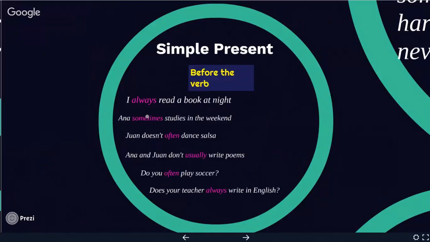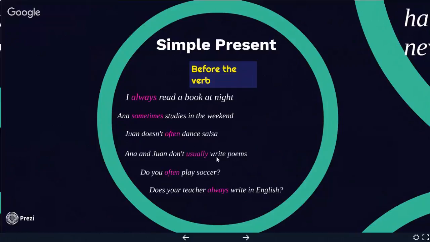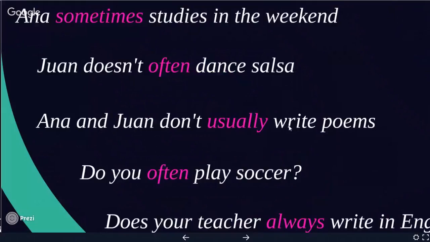You don't often dance salsa. Often is a frequency adverb, dance is the verb, often is before the verb. Anna and Juan don't usually write poems. Don't usually write. In this case, write is a verb, usually is a frequency adverb, usually is before the verb.